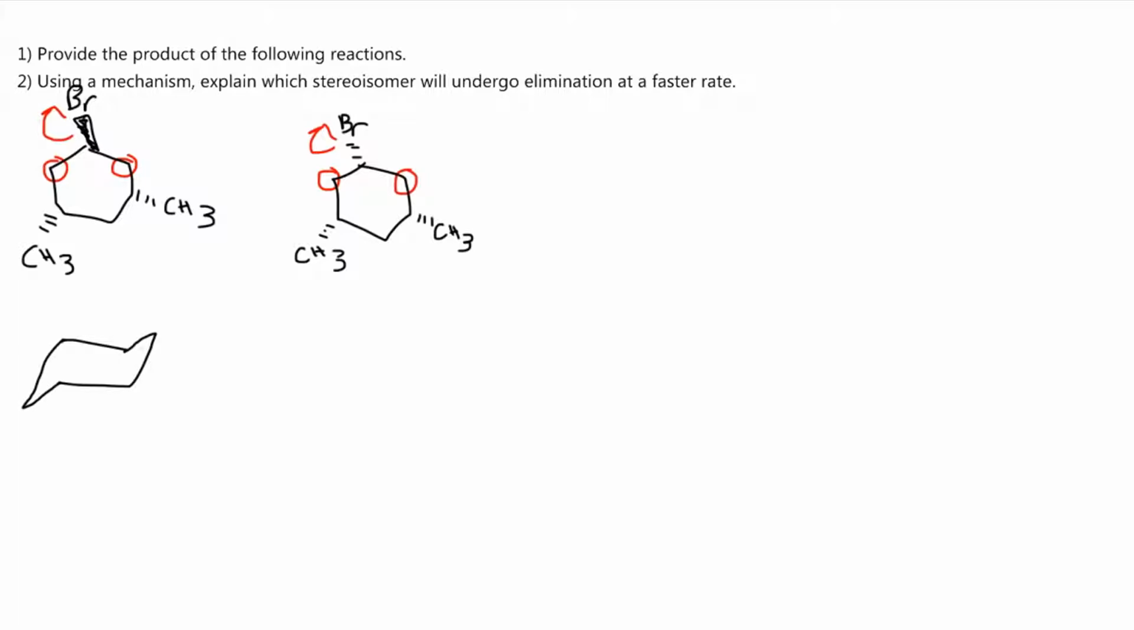Okay, and I'm going to number this with this being carbon 1, 2, 3, 4, 5, and 6. And I'll go ahead and correspond this with this molecule up here, with this being the 1, 2, 3, 4, 5, and 6. Okay, so the important thing you need to do here is you need to retain the stereochemistry.